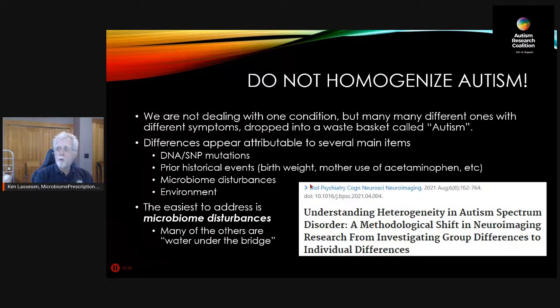Many other items are what I term water under the bridge. It has happened, it's the past. Going back and visiting what it is doesn't help you deal with the immediate issue, which is how to make life better for your child with autism.